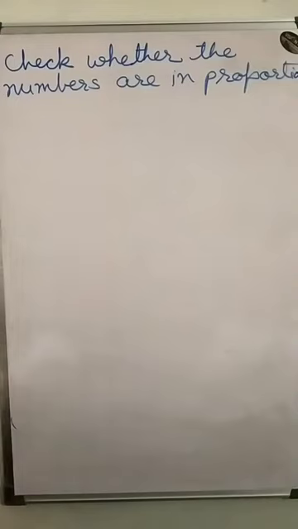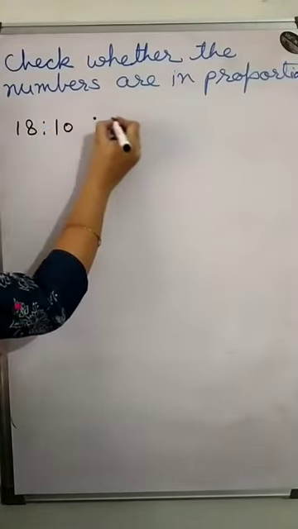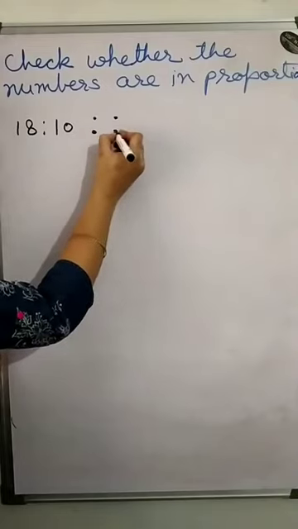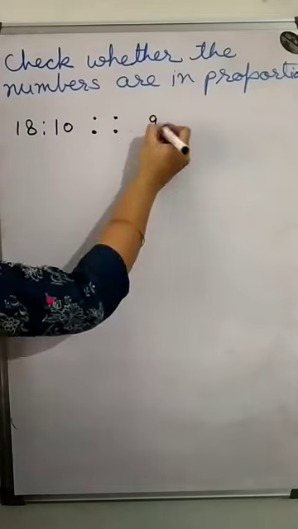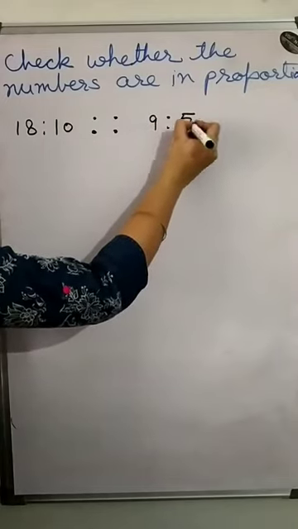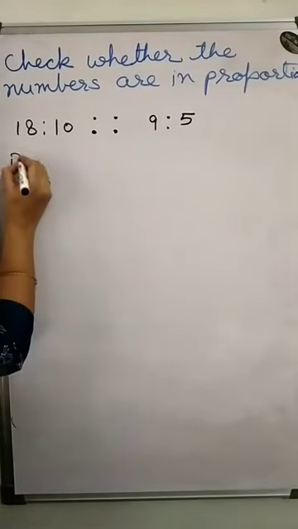The next question is, check whether the numbers are in proportion or not. Here we check whether the numbers are in proportion or not. So let's take one example, that is 18:10, and this symbol of four dots is the symbol of proportion, and it is 9:5. Now we have to check whether these are in proportion or not.